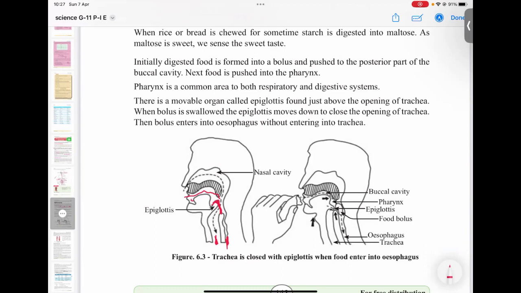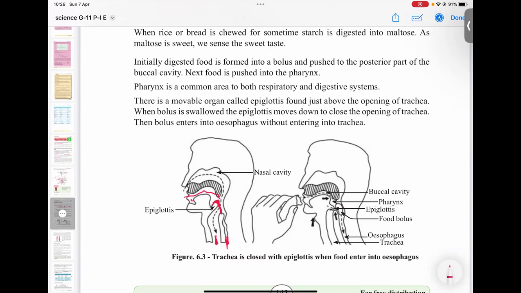So now, the epiglottis is again an important one. They might ask you which is the part that helps prevent food particles from entering the respiratory system. You should know it is the epiglottis. Then the bolus will enter the esophagus without entering the trachea because we have the epiglottis.